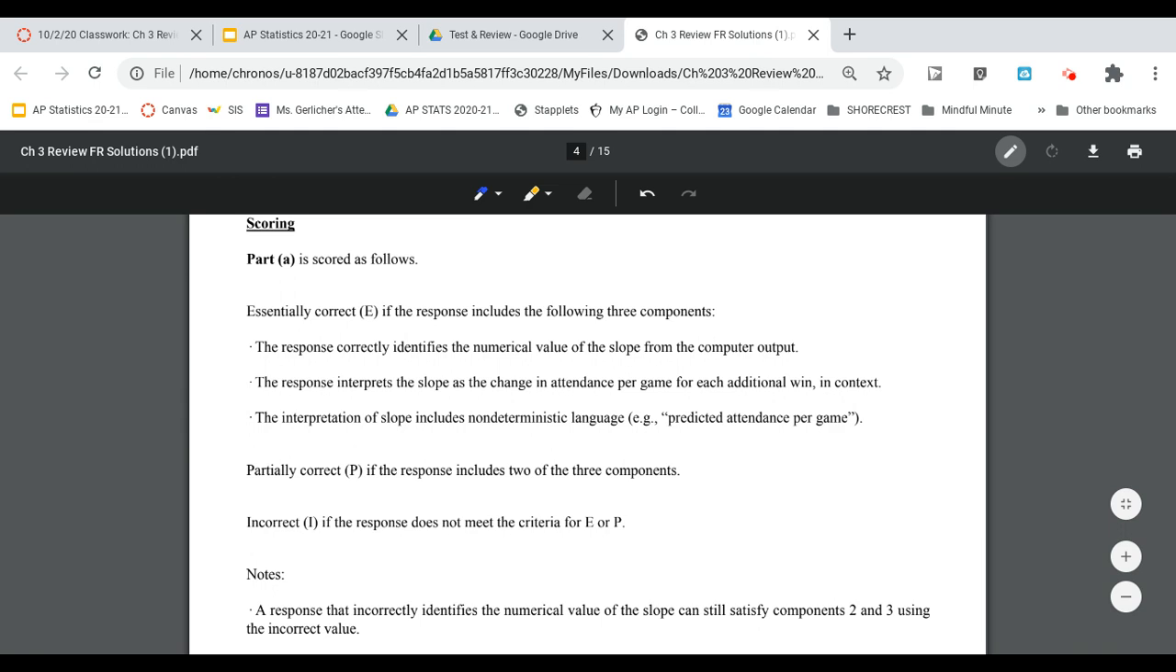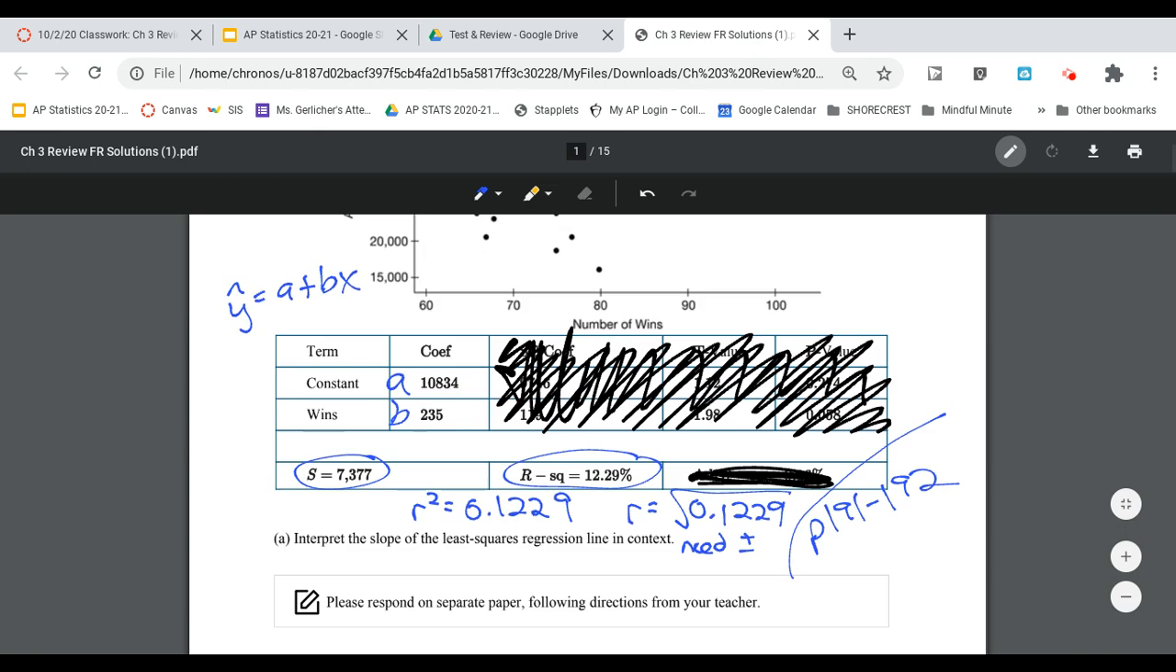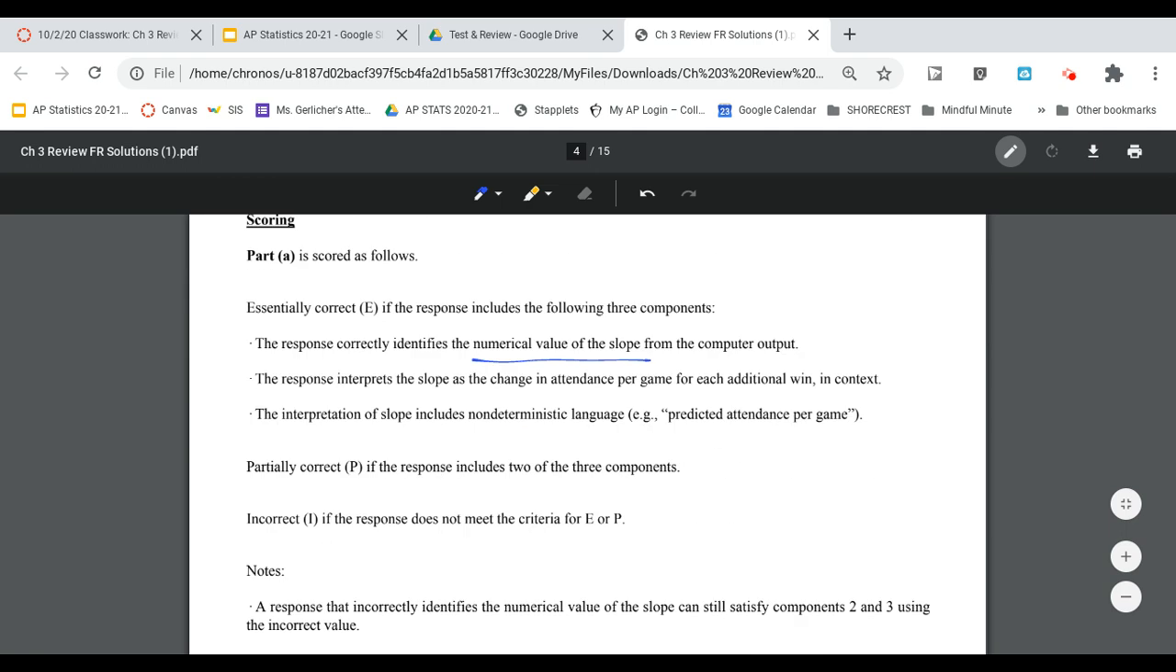Okay, but to get essentially correct, to get all the points, you need to correctly identify the numerical value of the slope, which I'm going to scroll back up because I've forgotten what it is. 235. So 235 needs to show up in there. You need to talk about the slope as the change in attendance per game for each additional win, and context. So not just change in y for each additional x, but the context is talking in there. You're talking about attendance, you're talking about wins, there's context.